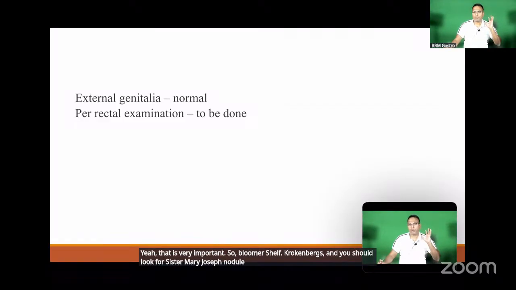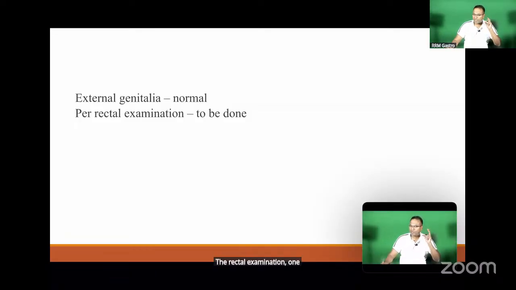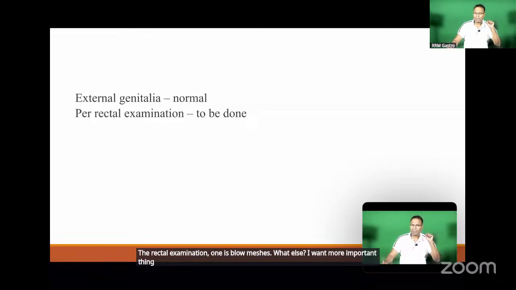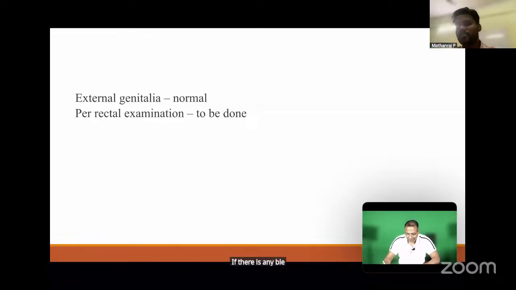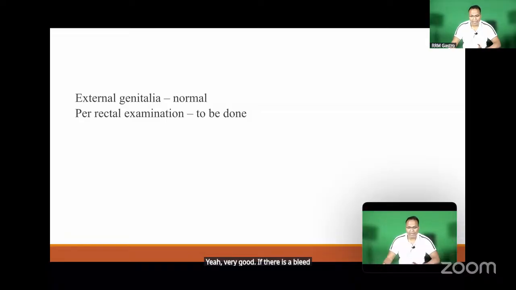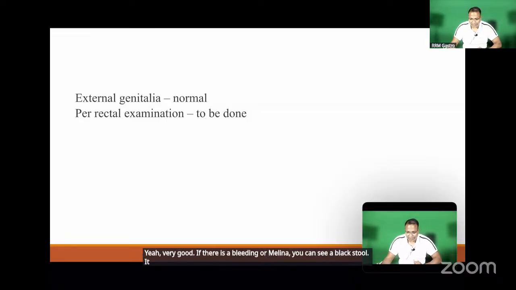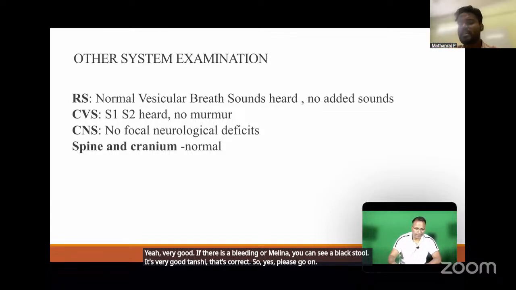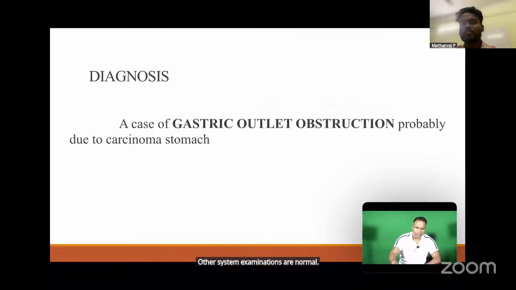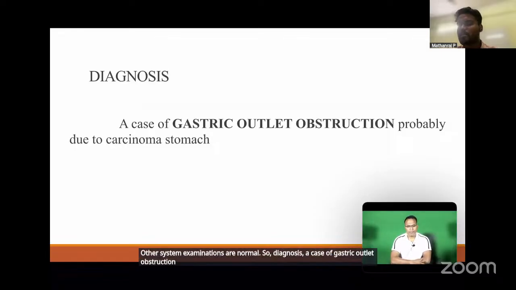And most important point now, what else should you see in PR, rectal examination? One is Blumer's shelf. What else? One more important thing I want. If there is any bleeding, we have to check. Yes, very good. If there is bleeding or melena, you can see black stools. Very good. Yes, please go on. Other system examinations are normal. So diagnosis, a case of gastric outlet obstruction, probably due to carcinoma stomach.